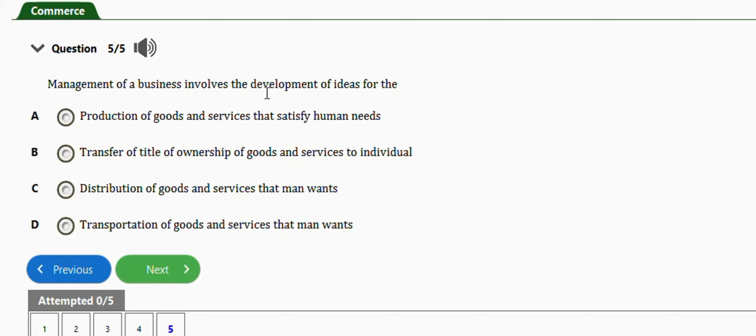Next question. Management of a business involves the same thing. The right answer is production of goods and services that satisfy human needs. So guys, this basically can help you solve problems involving meaning and types of elements in business management. We practiced with 5 questions for this subtopic. Hope there's something interesting in the video.